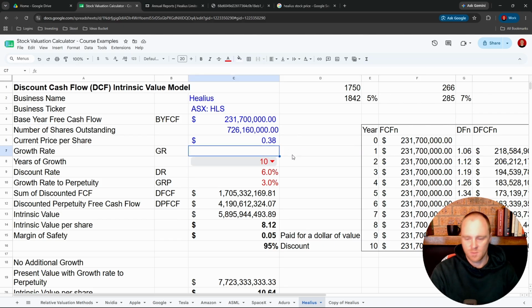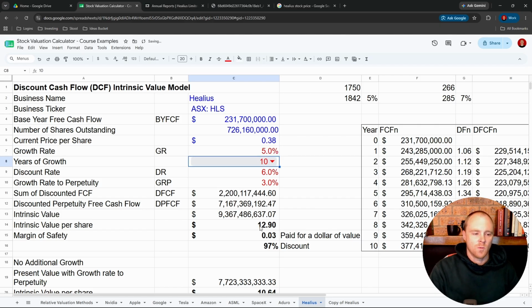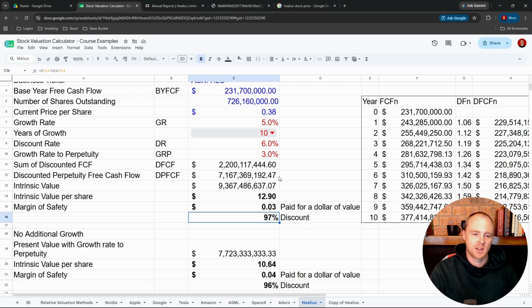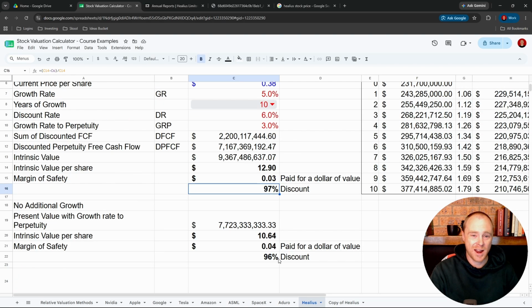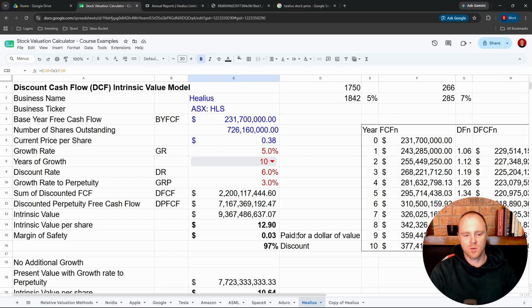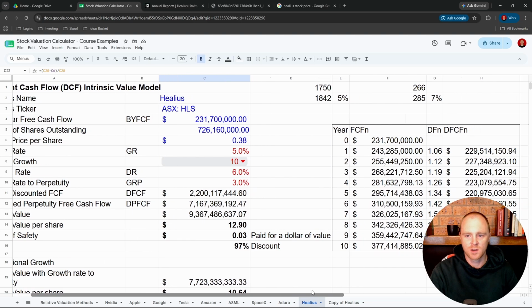So if we plug in here and we say, even if the business grows at 5%, we would come up with an intrinsic value per share of $12.90, which means we're paying 3 cents for $1 of value. So that's a 97% discount according to our calculations here. And even if the business didn't grow at all, it would still be worth $10.64, which is still a 96% discount. Man, this is awesome. Like, we should be looking into it and just buy now pretty much before other people realize it.